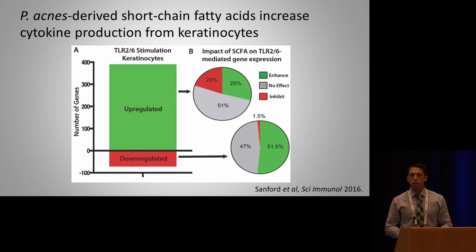We performed RNA-seq on keratinocytes, stimulated again with this TLR2/6 ligand MALP2. We looked at the sets of genes that were up- and downregulated by MALP2 stimulation, and then evaluated the effects of co-culturing with short-chain fatty acids. What you can see is that large portions of the genes from both sets are further enhanced by short-chain fatty acid-mediated HDAC inhibition. If you saw these same sorts of graphs for monocytes or macrophages, anywhere from two-thirds to 80% of the pie chart would be red, indicating an inhibitory function.